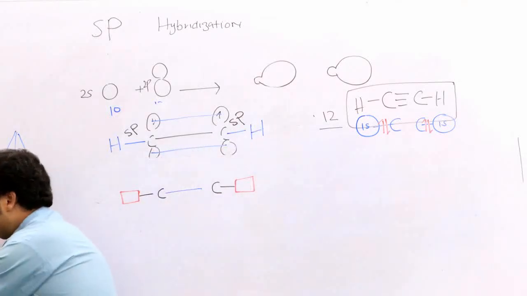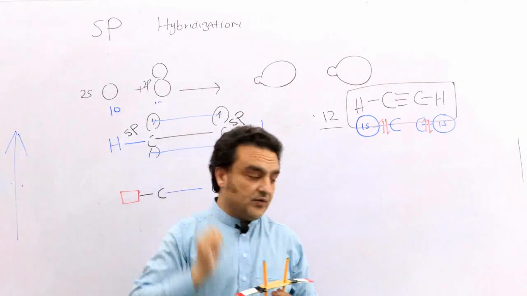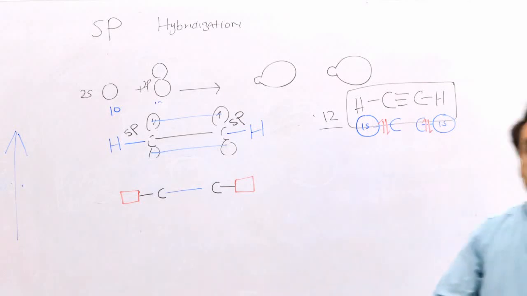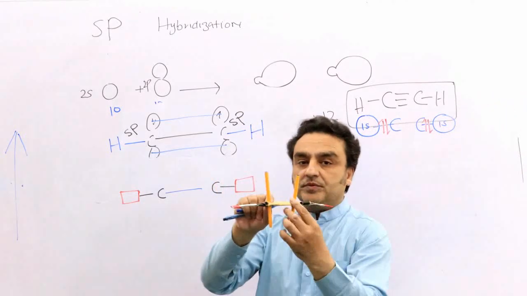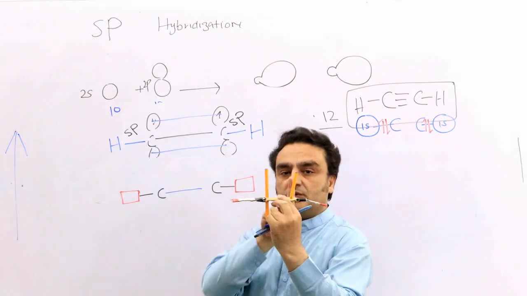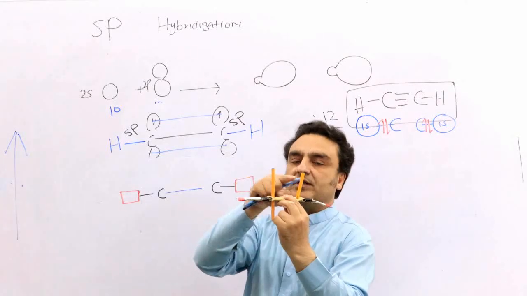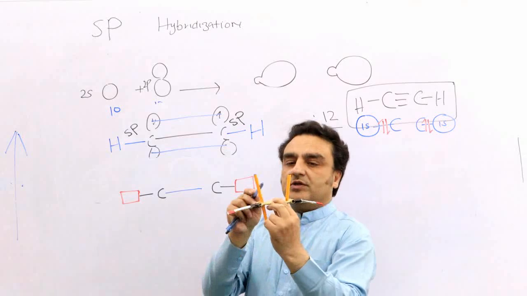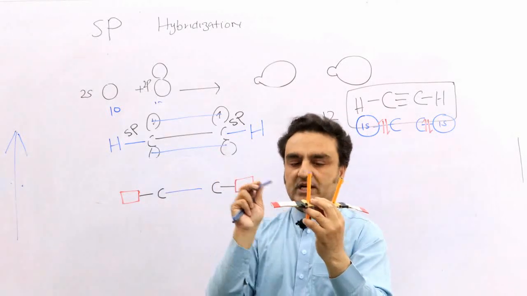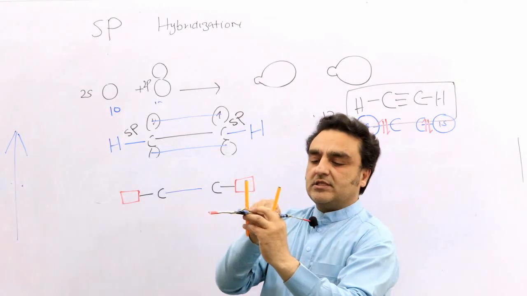So these are the p orbitals, they overlap with each other, but two other orbitals are remaining. What to do with them? They should be arranged in such a way that they are perpendicular to this sigma plane, and perpendicular to the pi plane. This is the p which has a pi bond with this. Now there are two p orbitals remaining, one on each carbon.